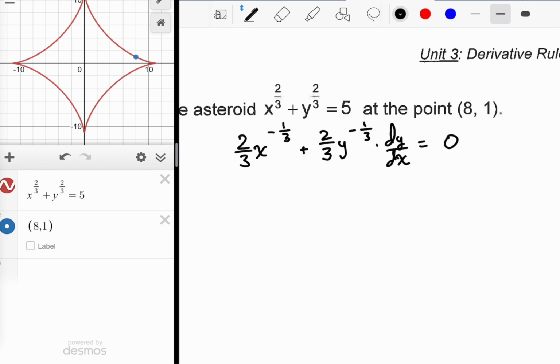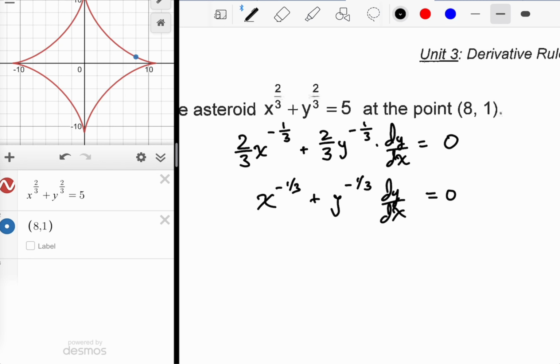You could actually divide out the 2/3 from every term. It'll just cancel away. Yeah, that's kind of cool. The presence of the 0 on the right-hand side allows that to happen. So the next line here would be x to the negative 1/3 plus y to the negative 1/3 times dy dx is equal to 0.